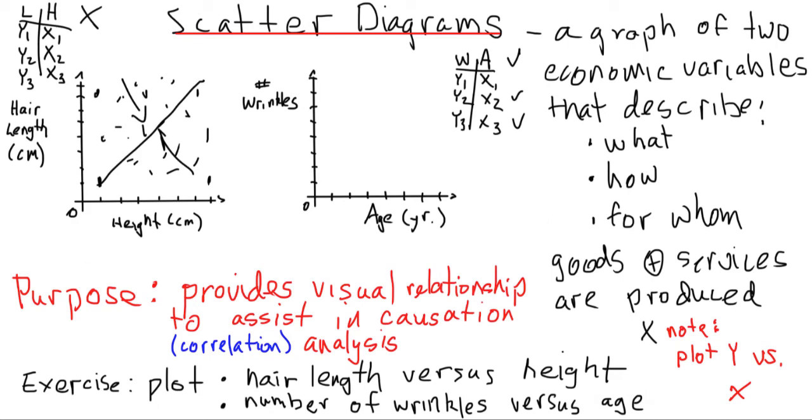So as you can imagine, when you start to plot these points, perhaps you have a varied range of values, but generally you should be able to draw a line through the scatter diagram, which gives a general idea of what the relationship is between the two variables. In this case, as age increases, the number of wrinkles a person has also increases.